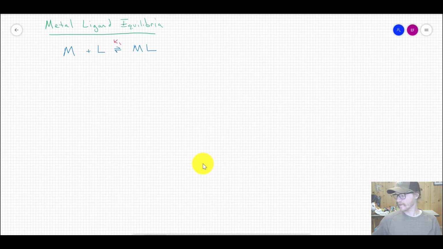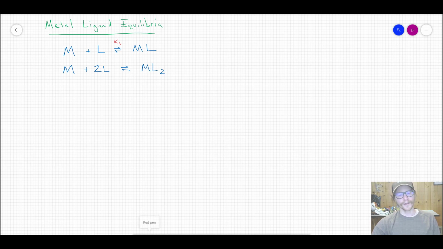And the simplest sort of binding equilibrium you can have is just one ligand molecule coordinates or binds with the metal, and so you end up with some ML complex, and that's going to be dictated by that first equilibrium constant K1. And let's just assume that this metal can only take on two different metal-ligand equilibria, so it can also bind to two equivalents of that same ligand to form this new complex, ML2.